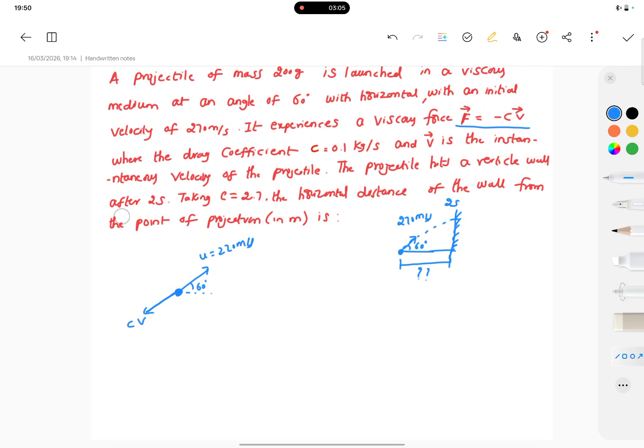So that is CV. It is making 60 degrees. And one more force is always acting, that is the natural force, the gravitational force, mg. That doesn't require any step of this problem. But we have to draw all forces acting on the body.